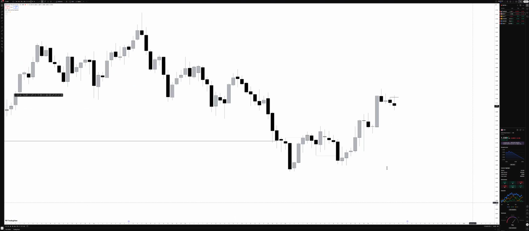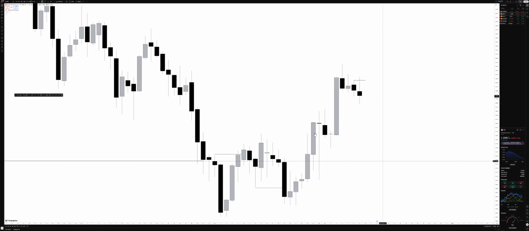Let me give you an example. Look at this. We had this bullish candle. What did this candle do? This candle opened, raided the low, and you had a bullish day. It happens the majority of the time.